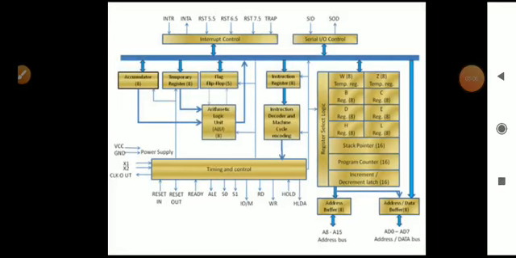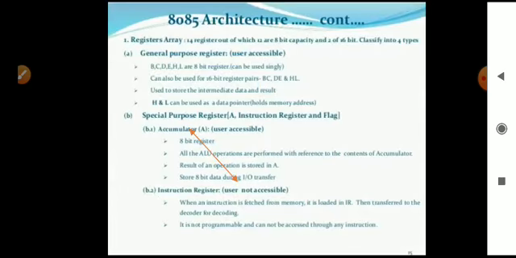Now next, we are going to discuss the register array group. The first one is the general purpose register. It has six general purpose registers of 8 bits. We can use them singly, or we can use them 16 bits at a time by making pairs, that is BC, DE, HL, and they are used to store intermediate data and results.